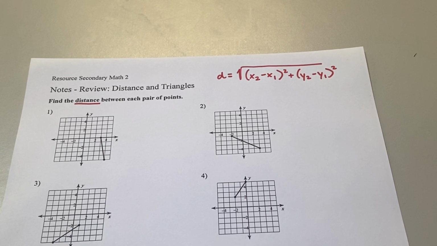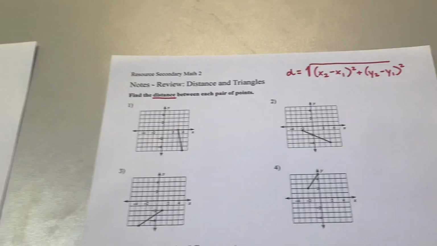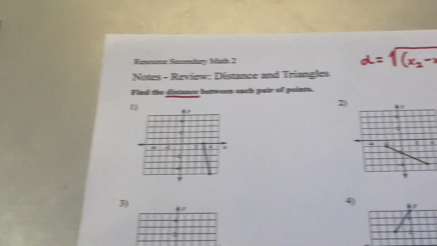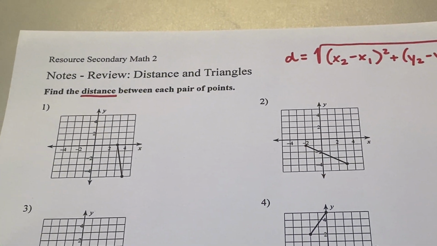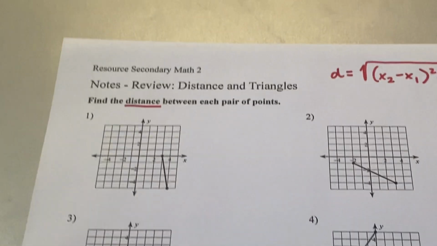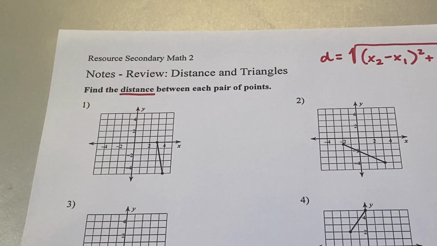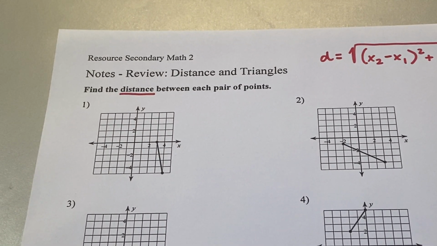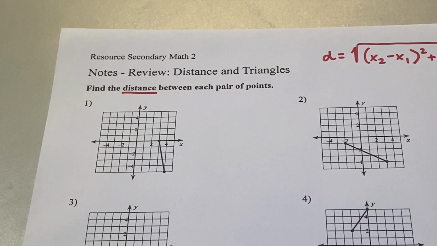Remember those x2s and x1s literally just mean your first x and your second x. It's not like being squared or something like that. So let's go ahead and find the distance between these points. For number 1, does it tell us what our coordinate points are right off the bat? No, it does not. We need to find them. It would be nice if it told us what they are, but we've got to find out.